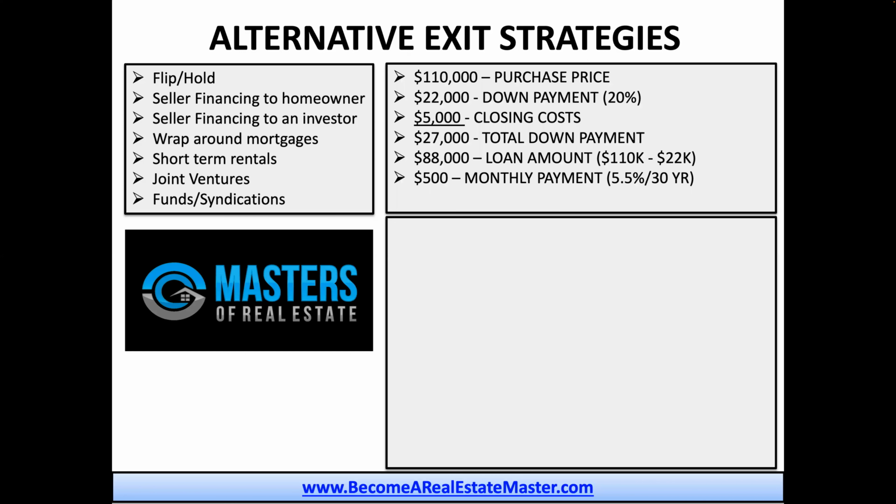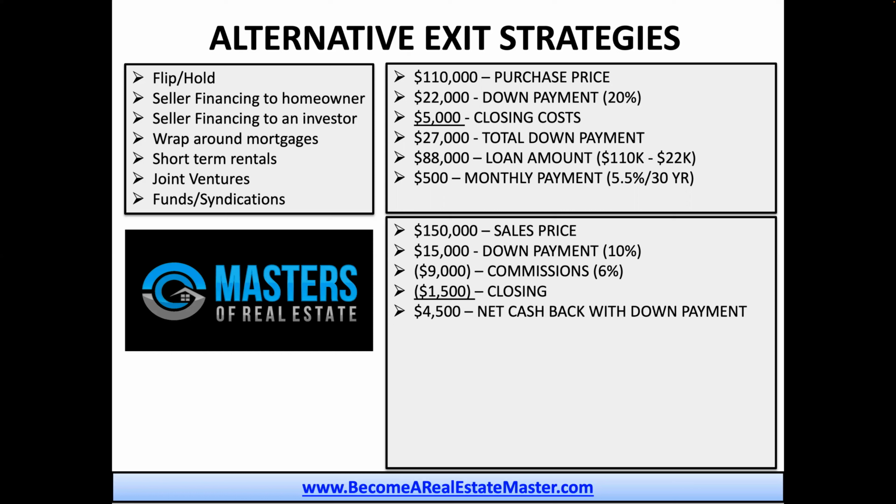And so here is the math on a wraparound mortgage, just to show you the power of this. In that previous example, everything's the same: $27,000 down, $88,000 loan, and your all-in cost on the project is $110,000 with purchase and renovation, and your monthly payment is $500 a month.